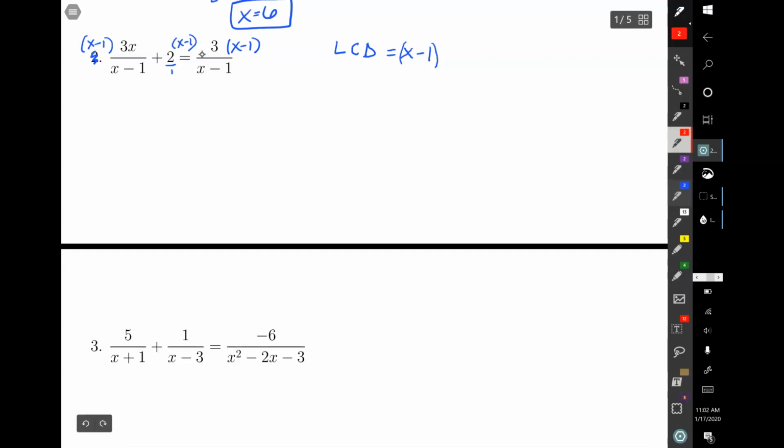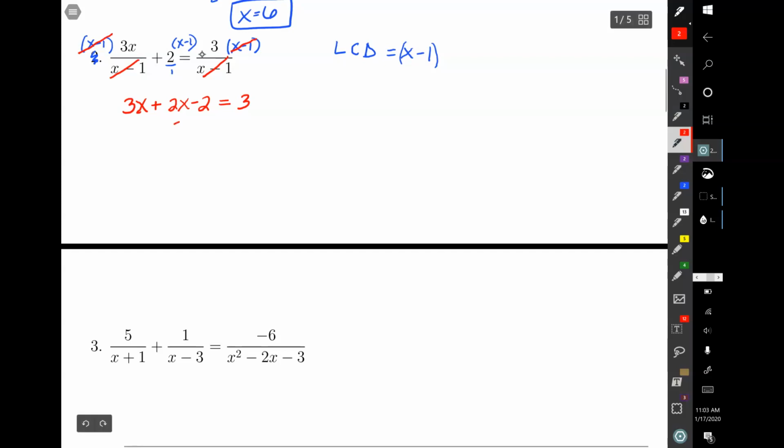So here we now have x minus 1 times the 3x over x minus 1, so that those x minus 1's will reduce down, leave me with a 3x. On the next term, plus 2 times quantity x minus 1, we have nothing to reduce, so we're just going to write that out as 2x minus 2. We're just distributing, then carry down the equals. And then on the right hand side we have that 3 over x minus 1 times x minus 1, and those will reduce down and leave me with just 3.